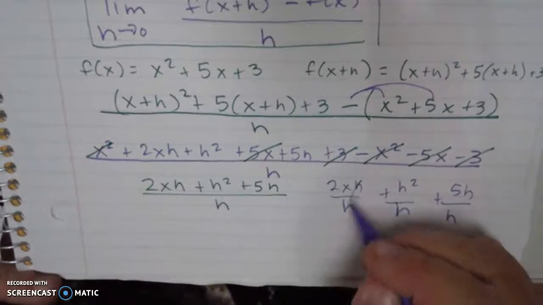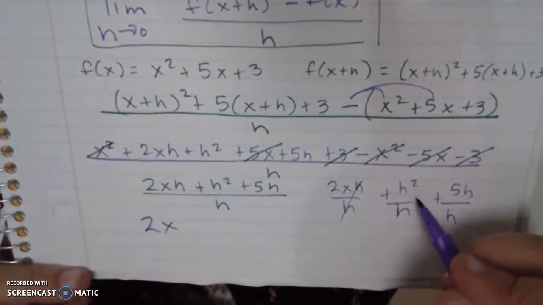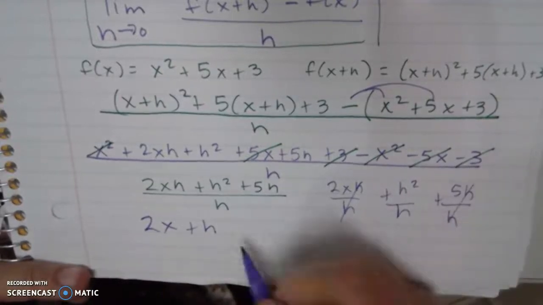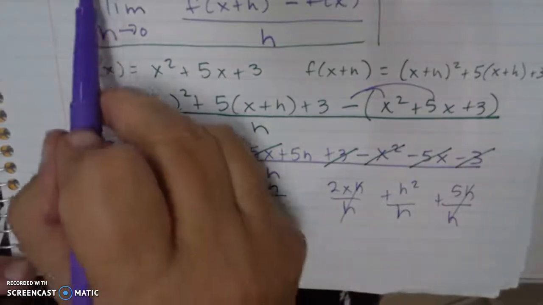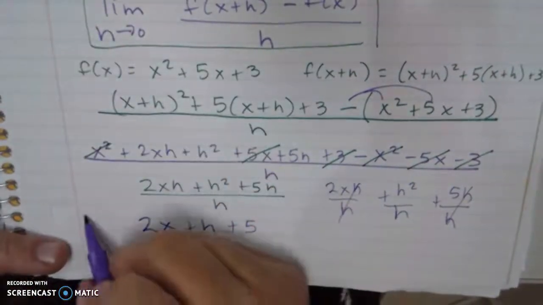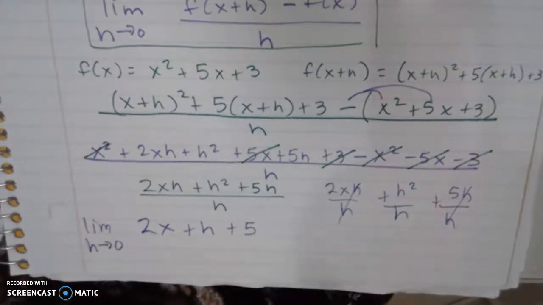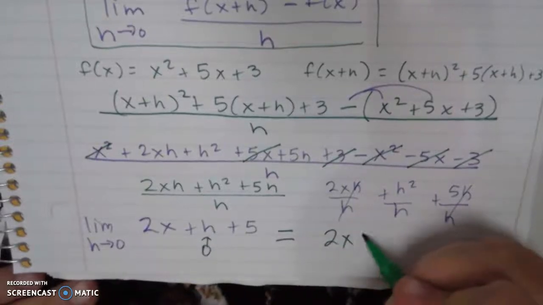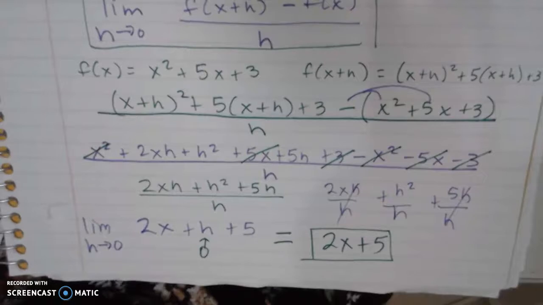So the first term, the h's cancel and you're left with 2x. The second term, there's two h's on top and one on the bottom, so I'm left with 1h. And the last term, the h's cancel and you're left with 5. So that's it all simplified. But remember, it's from the limit as h approaches 0. So now when I plug in 0 for h, that becomes a 0, and all that's left is 2x plus 5. So the expression that represents the derivative is 2x plus 5.